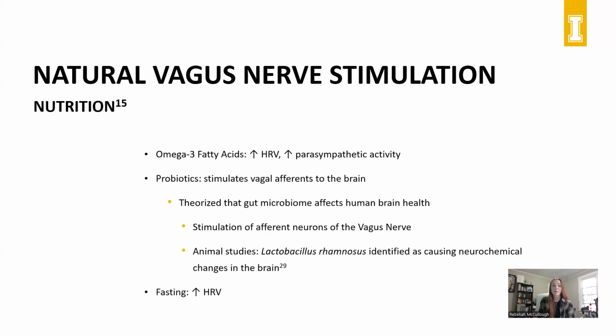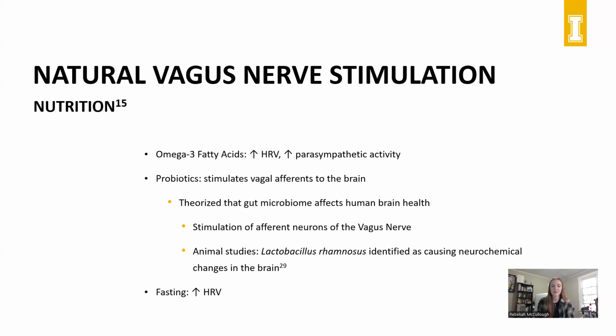Nutrition, things like omega-3 fatty acids, or even just eating fish, can have beneficial effects on heart rate variability and parasympathetic activity. Probiotics can stimulate vagal afferents to the brain. So the theory is that the gut microbiome can affect human brain health. And there was an animal study done where they found a specific bacteria that was shown to cause neurochemical changes in the brain. So cool stuff there. Curious to see what else comes out of that as they move it into studies with humans.